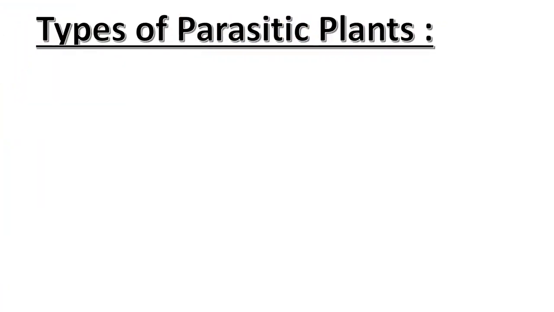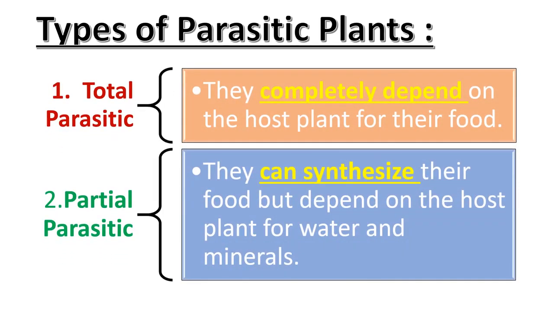Types of parasitic plants. Based on the dependency of these plants on the host, they can be categorized into two. Number one, total parasitic. They completely depend on the host plant for their food. Number two, partial parasitic. They can synthesize their food but depend on the host plant for water and minerals.